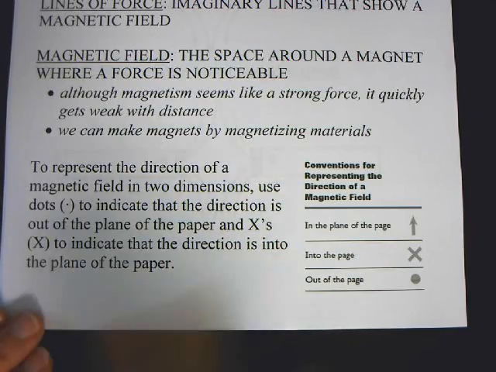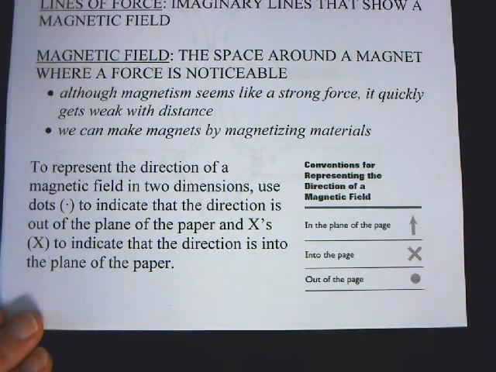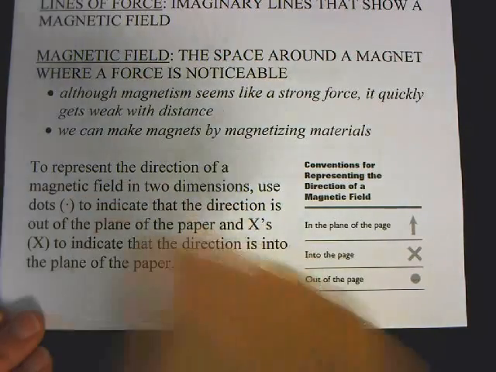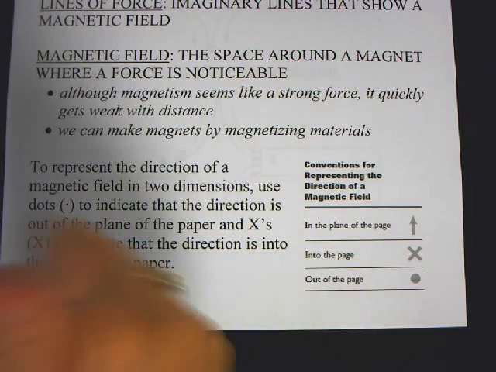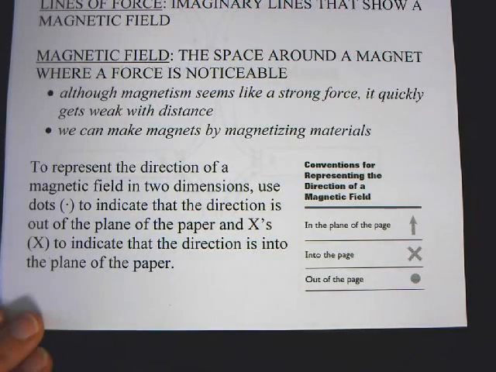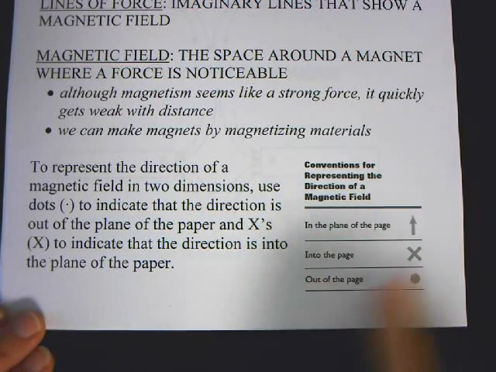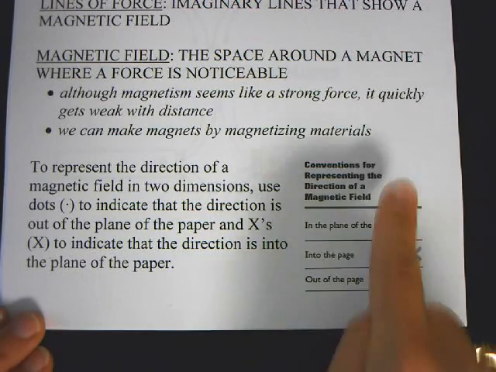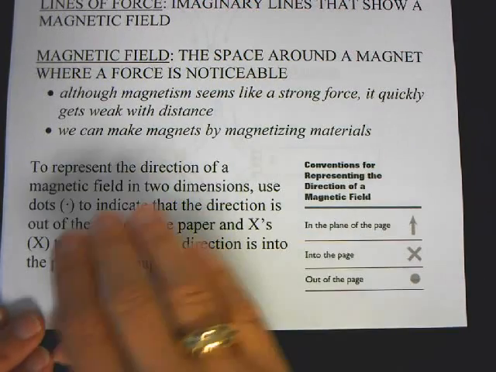So let's say I had a magnetic field that was pointing down into this piece of paper. If it was going into the piece of paper, I would have an X. If it was coming out of the piece of paper, I would have a dot. Okay? So this is the convention that we use. This is into the page and out of the page. And if it was going up or down, we would just use an arrow.